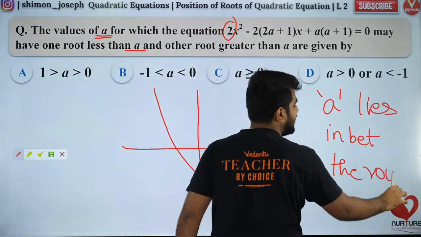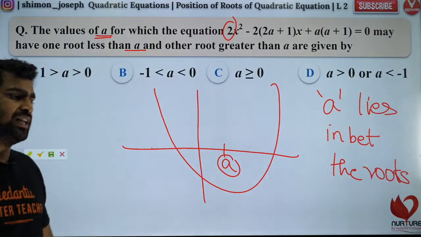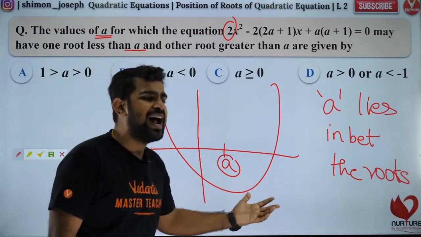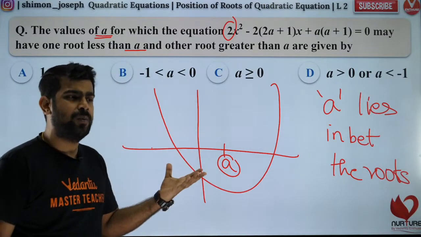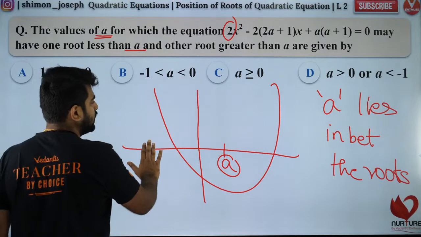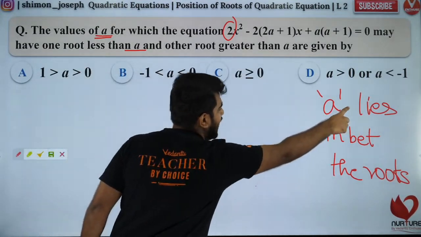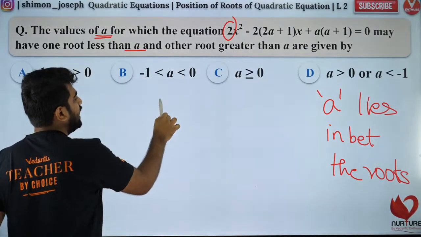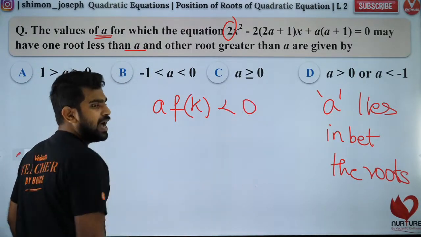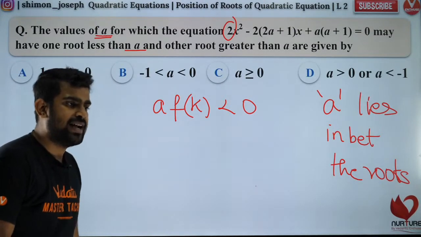So just now I gave you a condition, right? Use that condition. It is very easy to solve it. Laddu. Okay, so now what will we do here? I gave you the condition: if a number lies in between the roots, then a into f of that number should be less than 0. As simple as that.